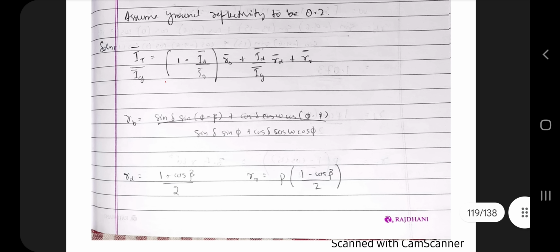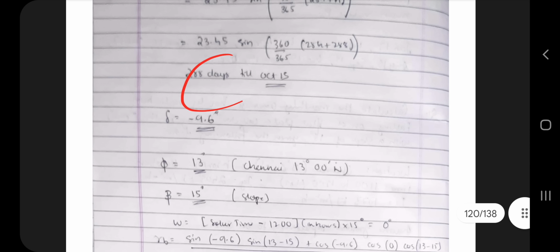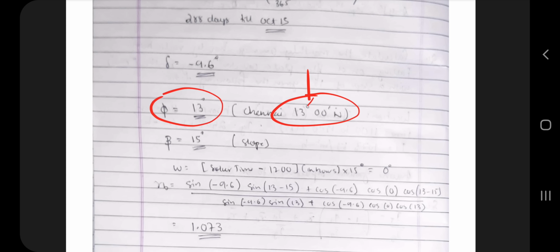So how do you calculate these terms present here? The gamma value you have to calculate using Cooper's equation. Phi and beta, how will you get the value of phi and beta? By using this one you will get the delta value, and since Chennai is given as 13, the phi value will be 13, and beta is the slope, so it is 15.